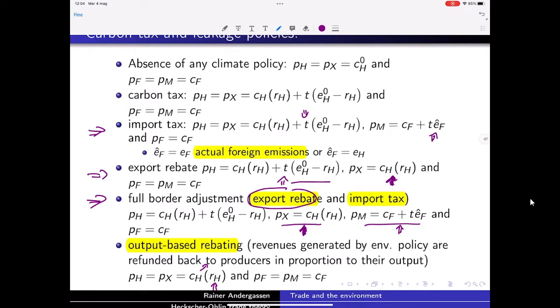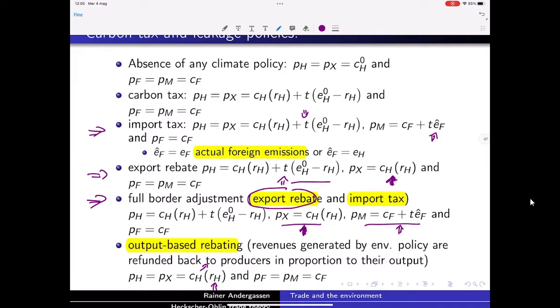So what you would like to do is, by taxing imports, level the playing field for firms at home, and by rebating exports, level the playing field for firms abroad. Okay, so let me repeat this: export rebates and import taxes.